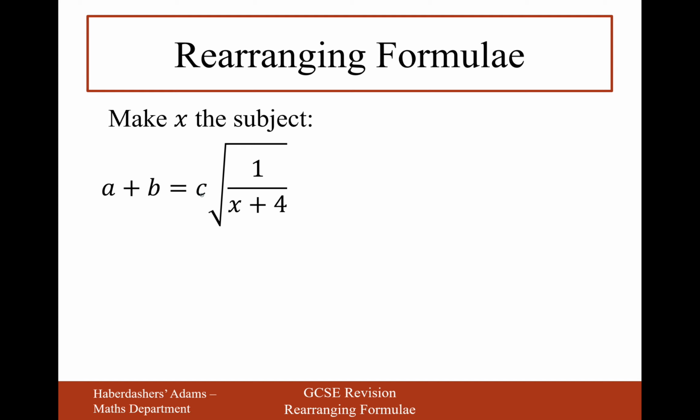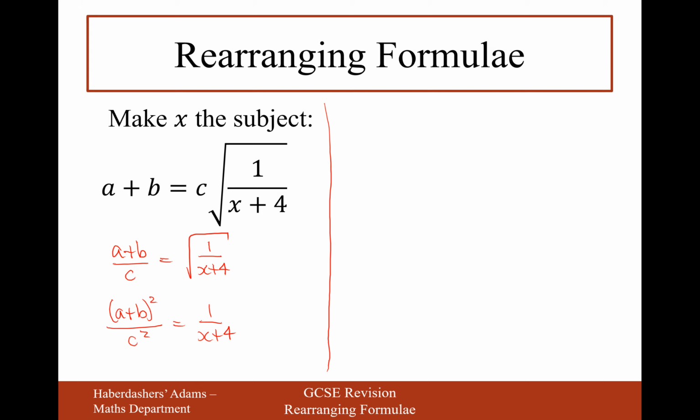Wowzers, let's move on to this one here. The first thing I think we'll do is divide by the c, because we want to get into this square root here. So it's going to be a plus b divided by c equals the square root of 1 over x plus 4. The next thing we'll do is square both sides, so we can square the top, and you have to do this very carefully. You can't just do a squared plus b squared, you have to do a plus b all squared over c squared equals 1 over x plus 4.